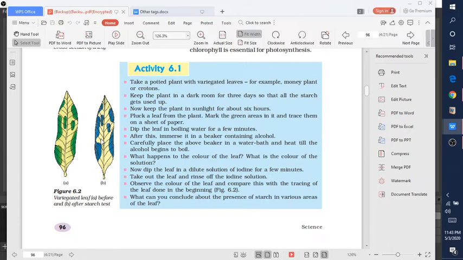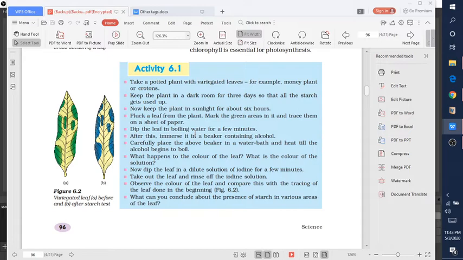What are potted plants? Potted plants are the plants that are planted and grown in a container rather than in the ground. So these types of plants are known as potted plants. Keep the plant in a dark room for 3 days so that all the starch gets used up.